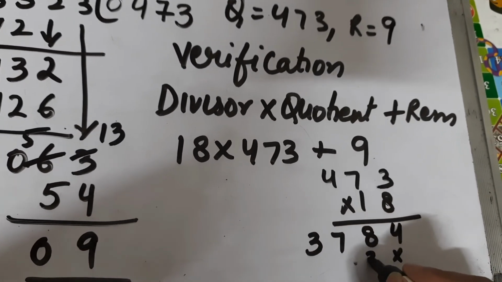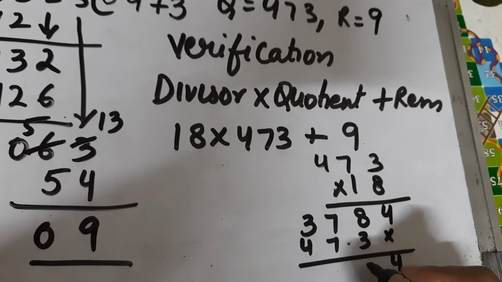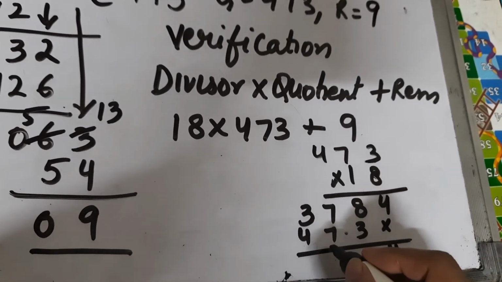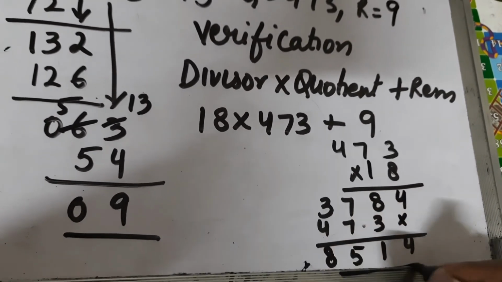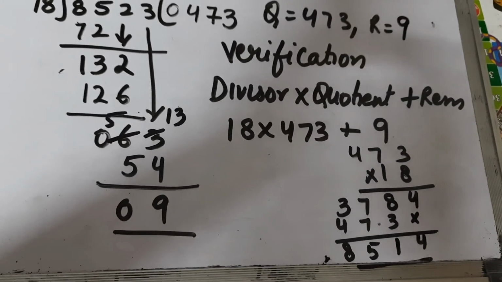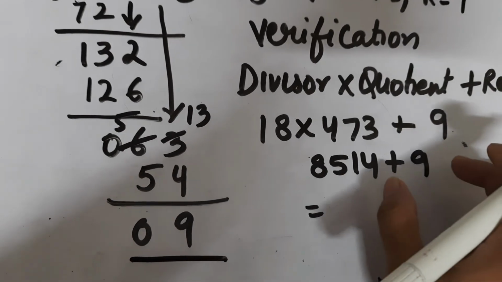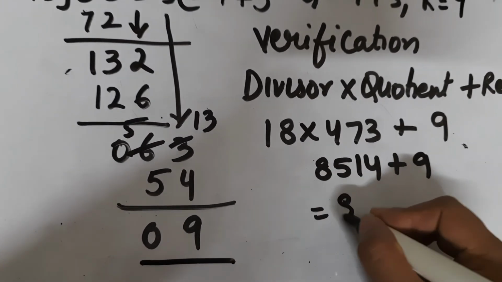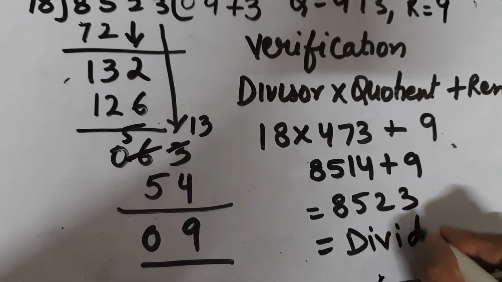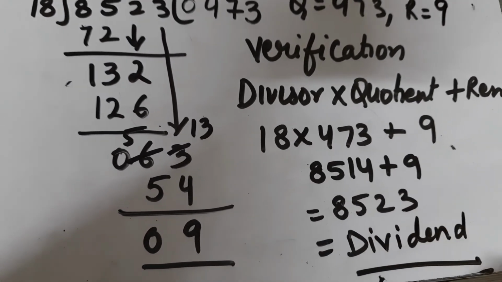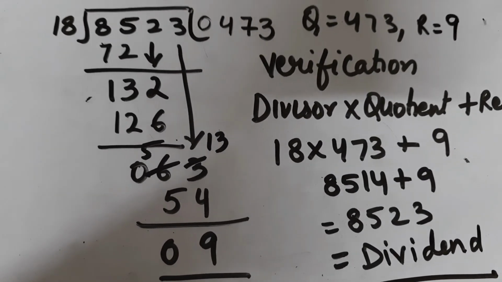Okay, now 1 3s are 3, 1 7s are 7, 1 4s are 4, so this will be 4, 8 plus 3 is 11, 7 plus 7 is 14, plus 1 is 15, and 4 plus 4 is 8. So this will be 8514. Now add it. After adding 9 to 8514, we will get 8523, which is equal to our dividend. Okay, so this way we verify the division. Fine. So this is question number 2 of exercise 5.4.